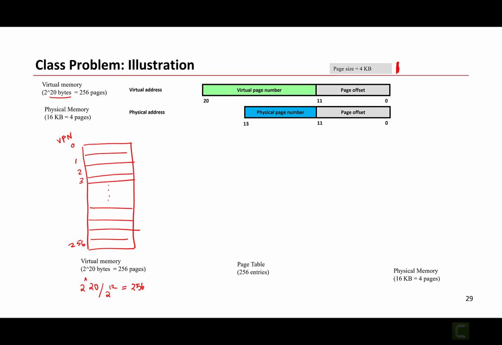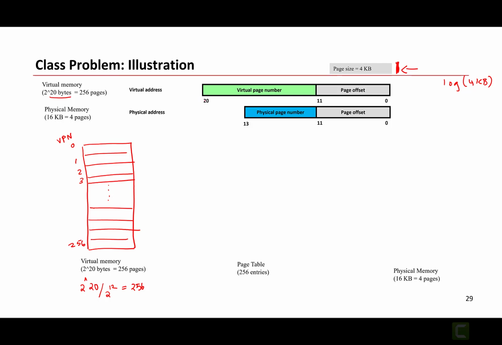Okay, so now let's look at the fields in my address. My page size is again 4 kilobytes, which means that the page offset size, just like how we computed the cache block offset, would be log to the base 2 of 4 kilobytes, and that would be 12 bits. So page offset size is going to be 12 bits, 0 to 11.